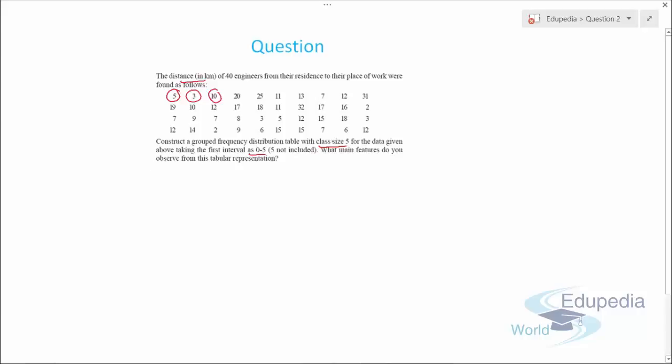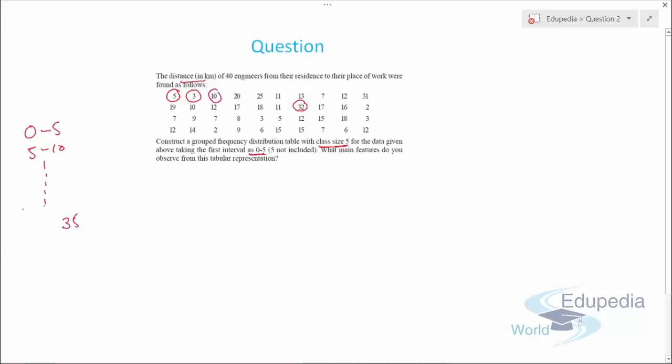First of all, we need to have a class size of 5, right? And it starts from 0. So this means we need to start a class from 0 to 5, then 5 to 10, like this, right? And we need to see which is the highest value. You can see 32 over here is the highest value, right? So this means we can have the upper class limit till 35, right?